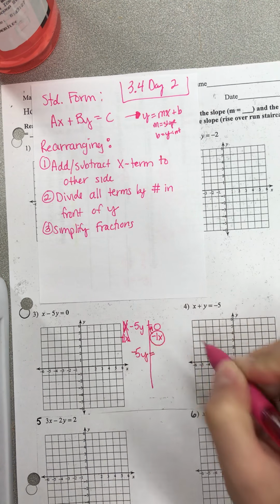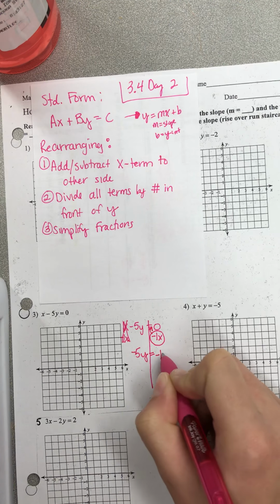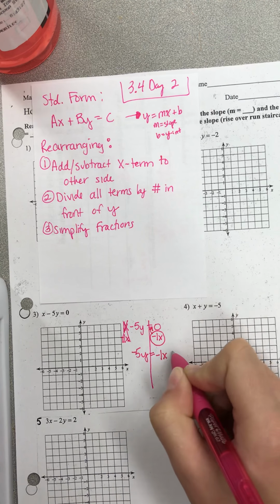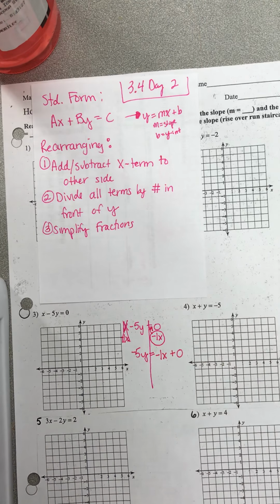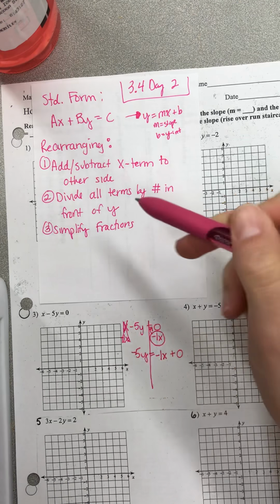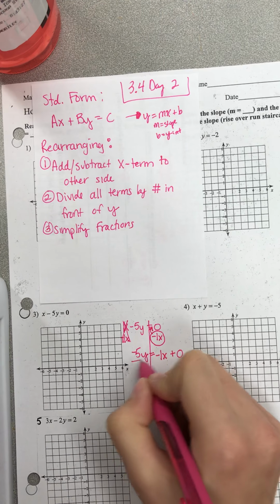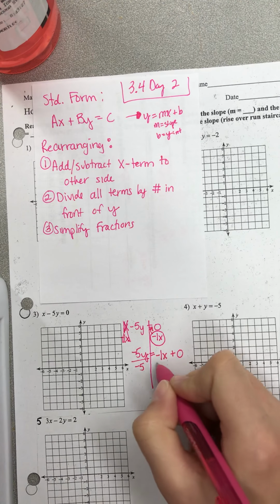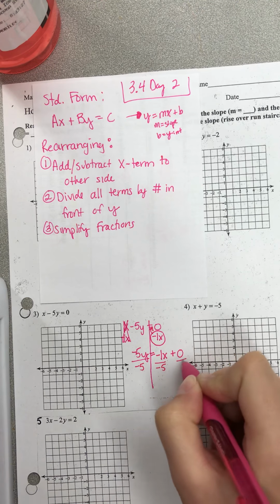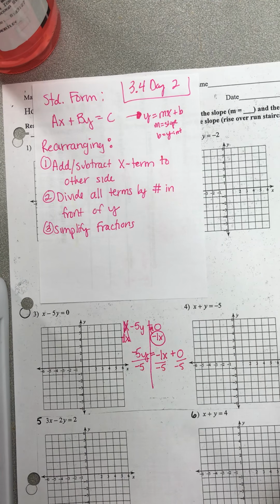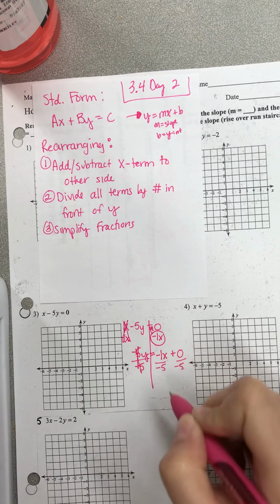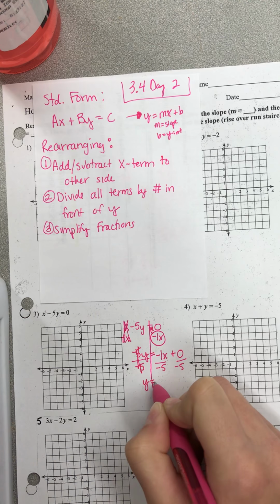always put the term that you're subtracting or adding in front of your constant, so negative 1x, that's a positive 0, so I'm going to put the positive 0 in the back. Step 2 is divide all terms by the number in front of y. So the number in front of y is a negative 5, so I'm going to divide every single piece by a negative 5. That cancels, and I drop down my y equals.